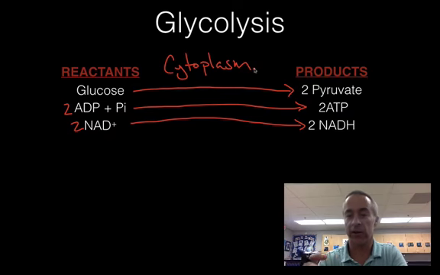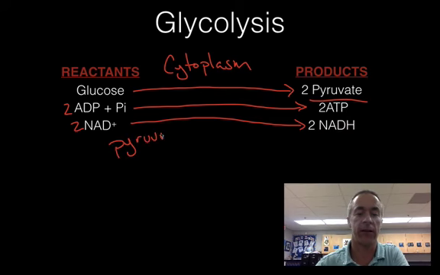We're taking glucose and we're breaking it into 2 3-carbon molecules called pyruvate. They're sometimes also called pyruvic acid. So either one of those is the same thing.